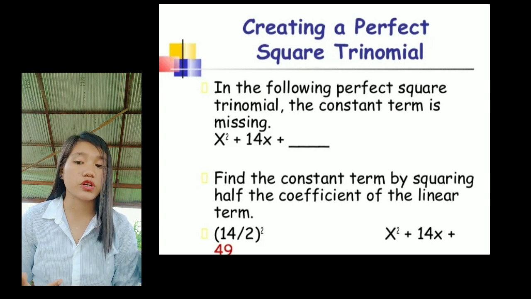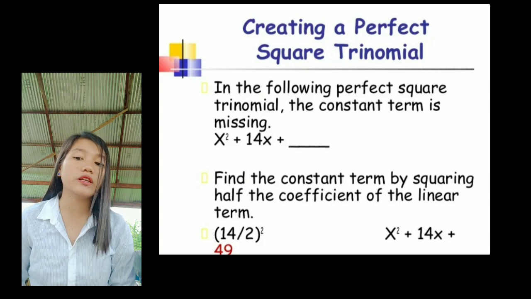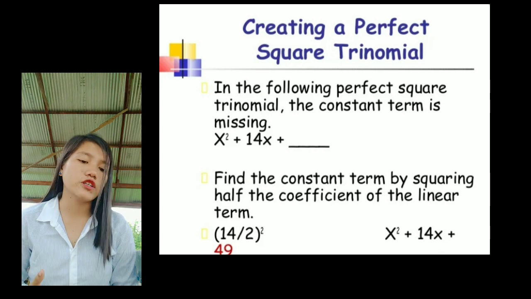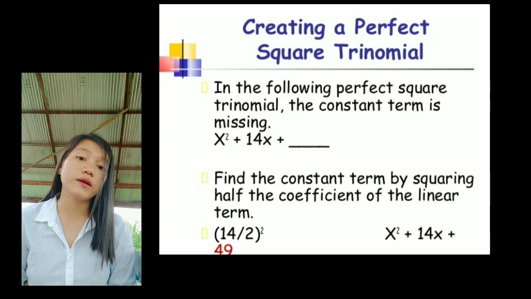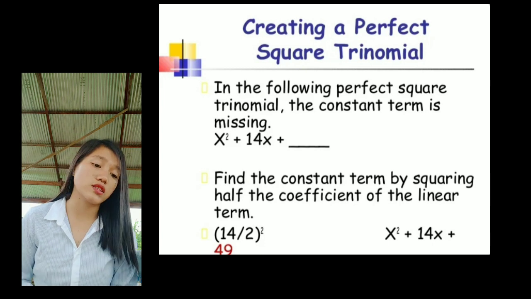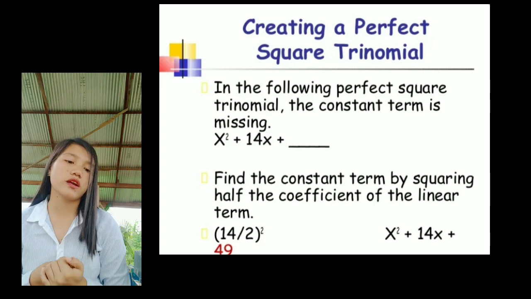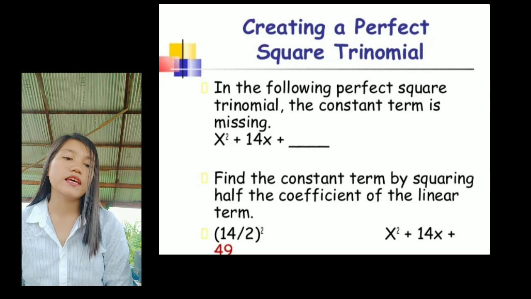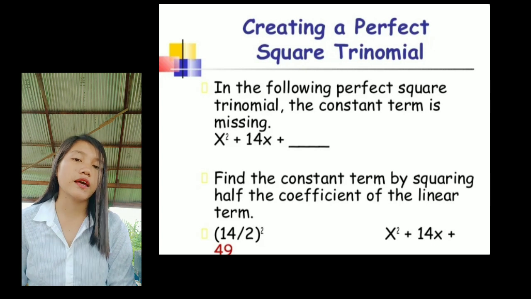In finding the last term, we get the answer by squaring half the coefficient of the linear term. For example, our coefficient is 14, and 14 divided by 2 is equal to 7, and 7 squared is equal to 49. So our answer here will be x squared plus 14x plus 49. We're done discussing how to solve for the perfect square trinomial.